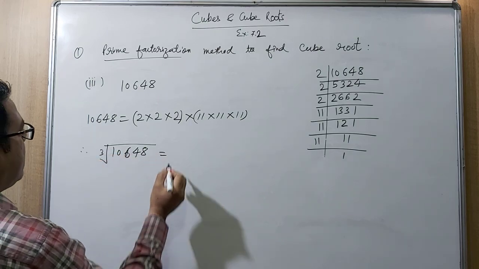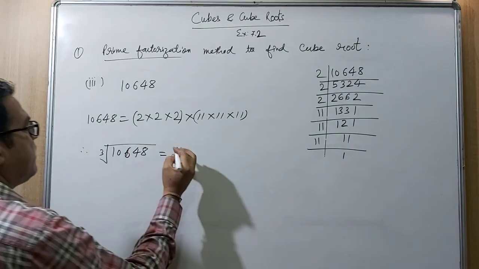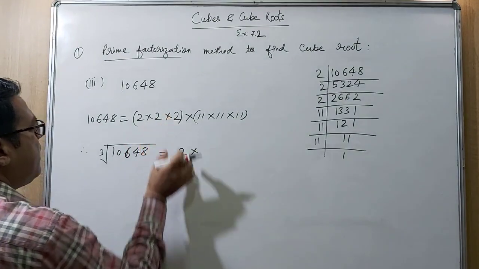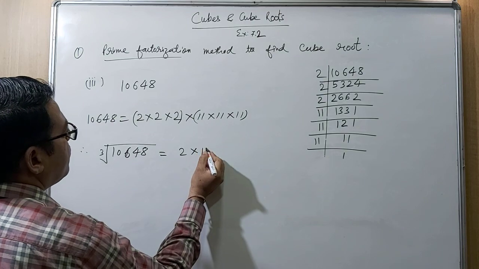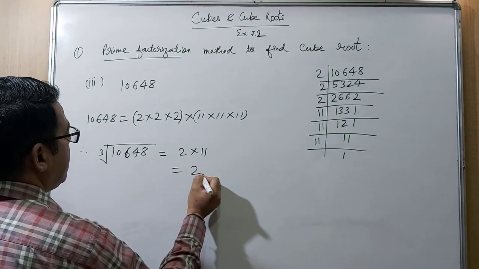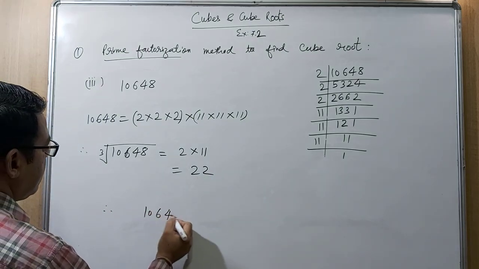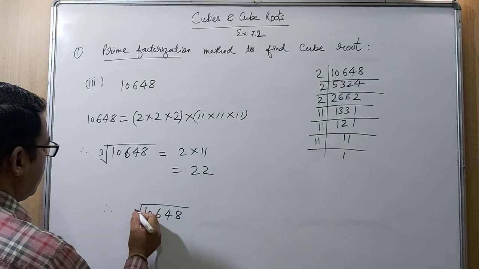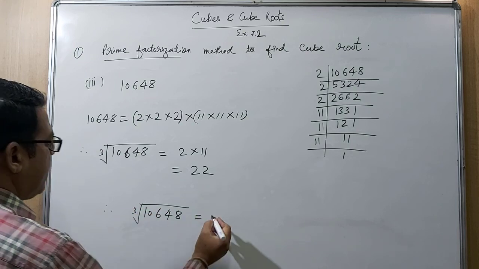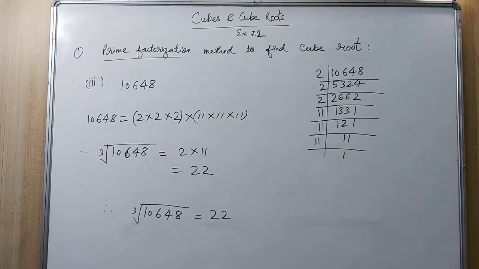10,648 is, what is rule? We have to take one value from this triplet, that is 2 from this triplet and 11 from this triplet. So what we have, finally we have here 22, and we can say that cube root of 10,648 is 22, right?